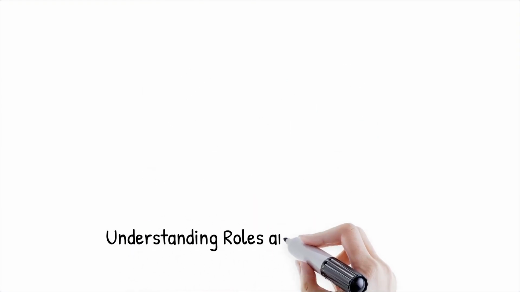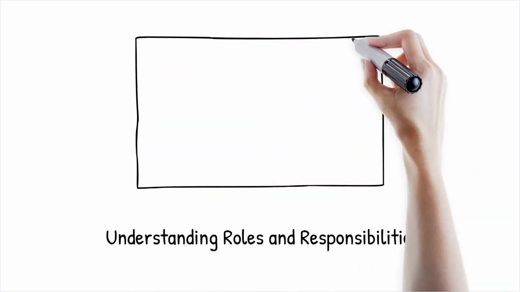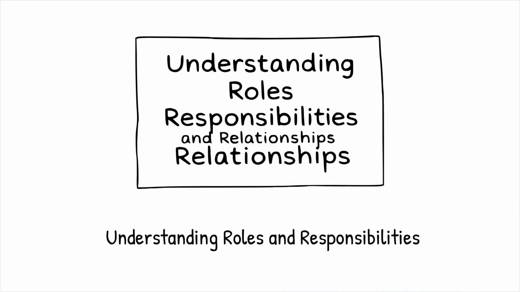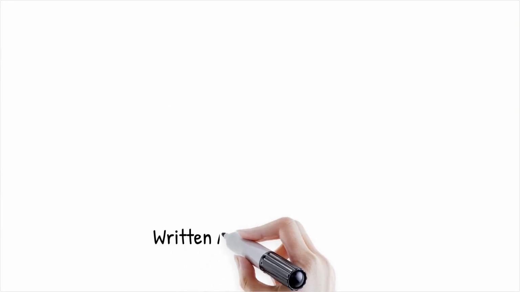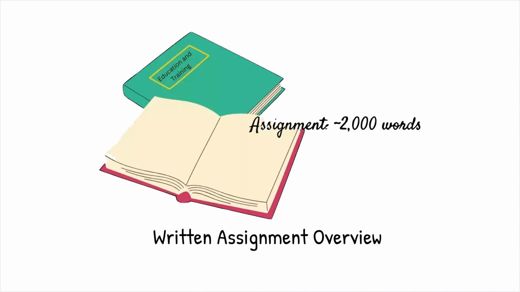Unit 1 is an essential part of this qualification, as it lays the foundation for your understanding of teaching in further education. You will explore the roles and responsibilities of an educator, the importance of professional relationships, and the legal and ethical considerations that underpin effective teaching. This is a written assignment, typically around 2,000 words, where you will need to demonstrate a strong understanding of these concepts.